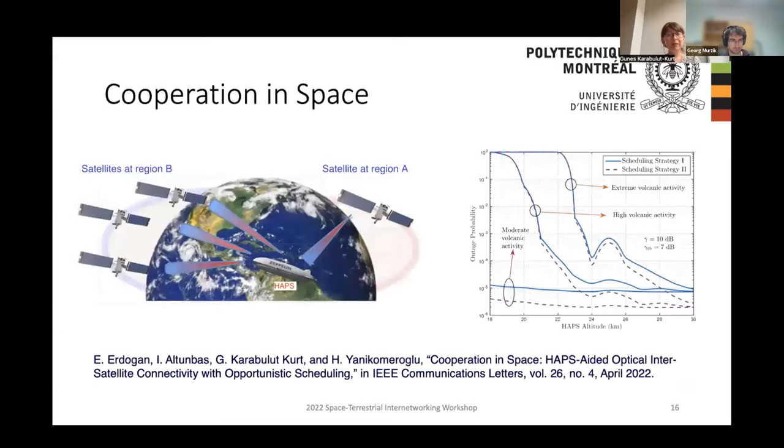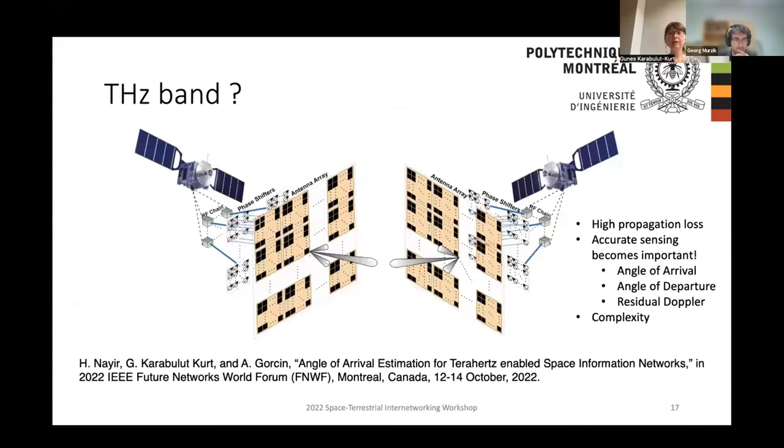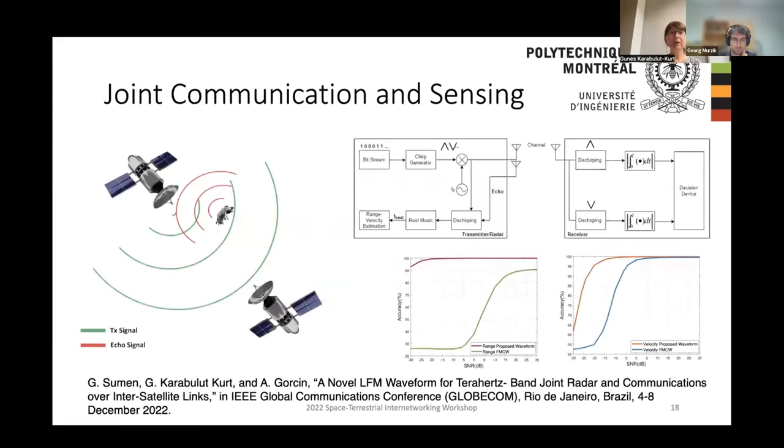Now, if you look at inter-satellite communications, one essential component emerges: cooperation, the use of multiple nodes, either satellites or high altitude platform stations, which can increase performance significantly. Another question I would like to raise is the use of higher frequency bands, including terahertz, which has its own perks. That basically comes from its radar sensing capabilities. So terahertz would provide an excellent opportunity to enable the joint communication and sensing paradigm, and it can serve as an excellent means to benefit from accurate sensing performance.